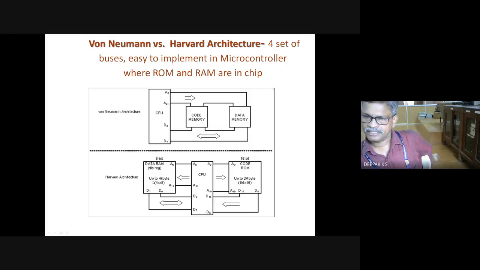Whereas in the PIC, which is Harvard architecture, you have an address bus for the code memory as well as an address bus for the data, as well as a data bus for the code as well as a data bus for the data. But we need 4 buses. So 4 sets of buses.